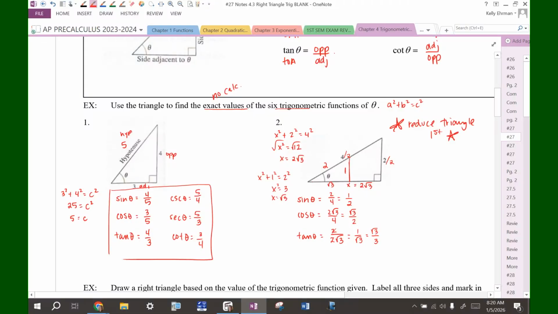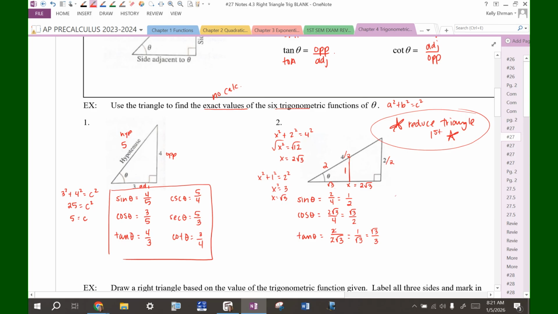So see how if I use the smaller triangle, then I get right to sine theta equals 1/2. Cosine theta equals radical 3 over 2. Tangent theta equals 1 over radical 3, which I still have to rationalize. So I suggest if you notice that the two sides you're given, it doesn't matter which two sides you're given, have a common factor you can divide by, then you should do that to start. It makes the problem a lot easier and you're working with smaller numbers.